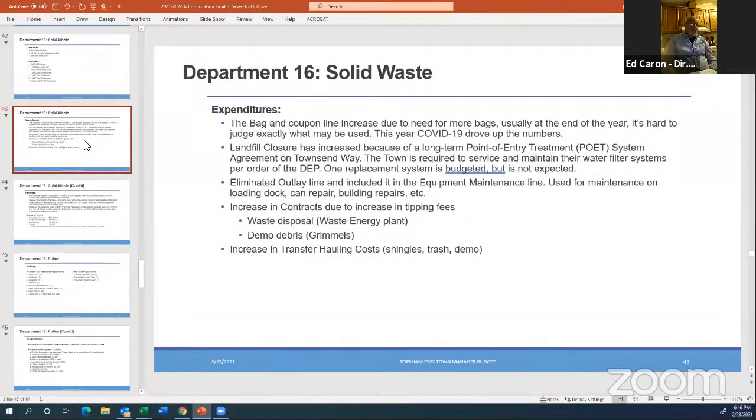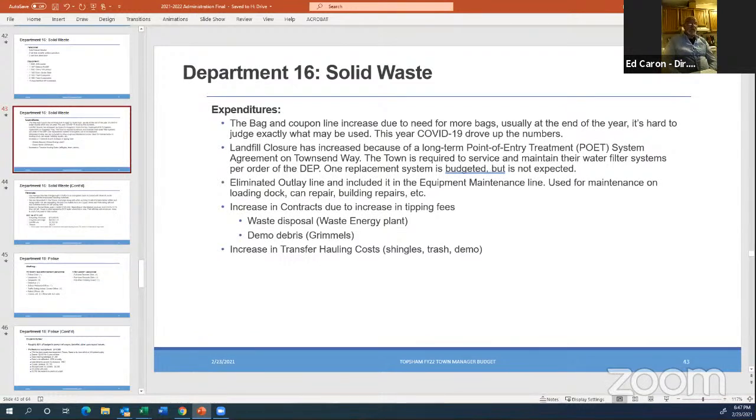One of the things that we look at for expenditures, our bags coupon lines are going to increase due to the need for more bags. Usually at the end of the year, we come down to the end and we about run out, but I have to have an order of bags. And the bag order is generally 5,000 or 6,000. So I might only need a quarter of the order to finish out the year, but I have to buy 125 cases to get the price. So those orders have been falling at the end of the year, so I've bumped that up to kind of cover that cost.